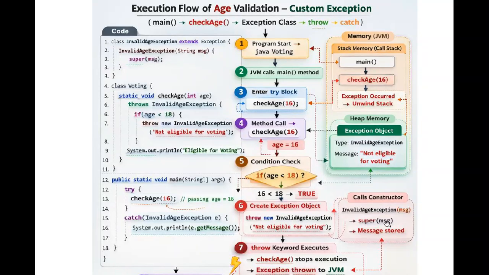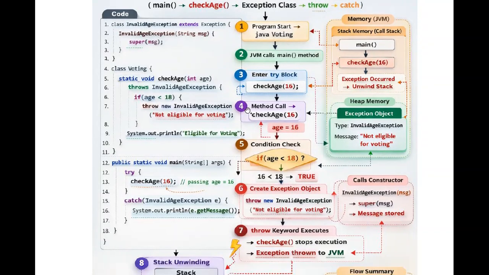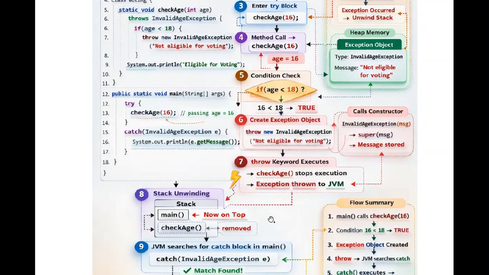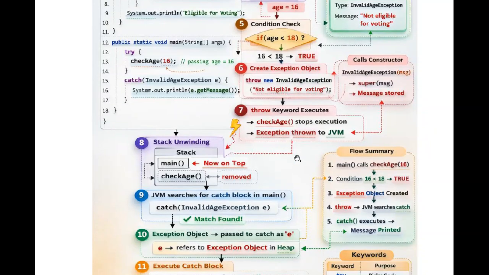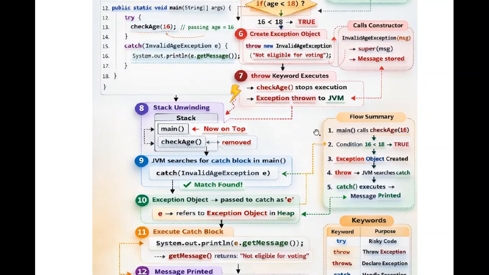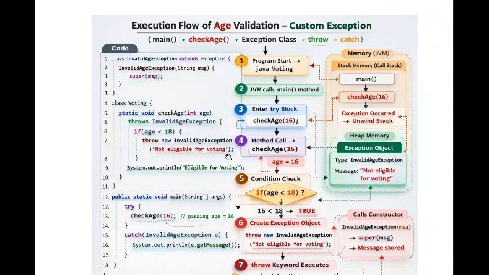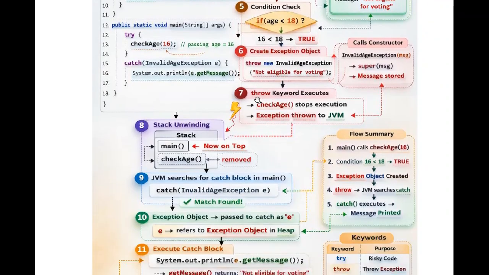What is stored? Not eligible for voting. The immediate parent class constructor, so the Exception class will be invoked. In that Exception class, it will check the exception object passed. What is that? It is referring to that message: not eligible for voting.